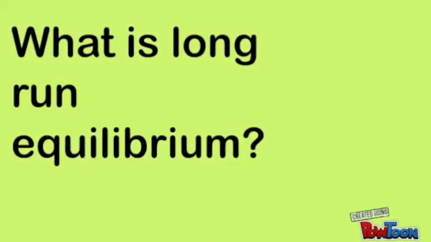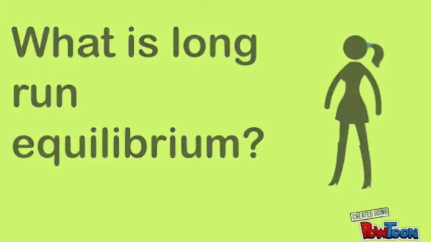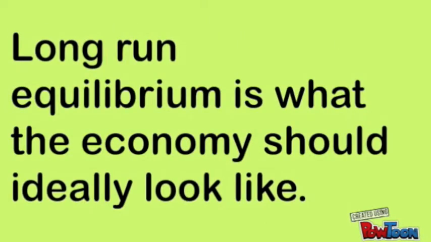What is long-run equilibrium? Long-run equilibrium is what the economy should ideally look like. It is when the market price equals the quantity demanded to the total quantity supplied by the number of businesses in the industry when each business produces on its long-run supply curve. All businesses are maximizing profits.